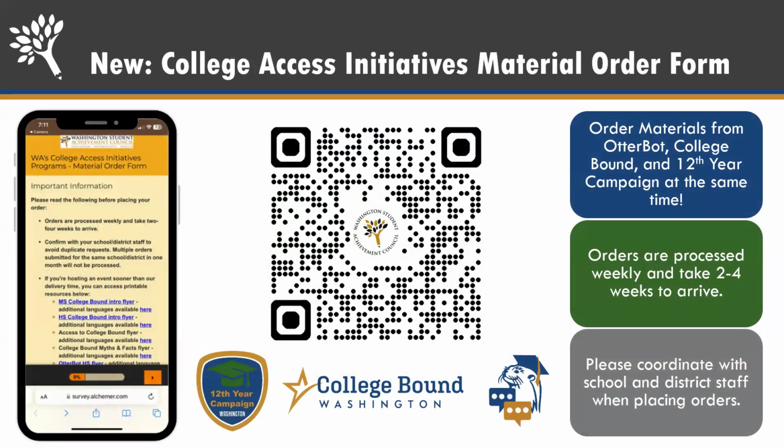And then our college access initiatives material order form. If you want materials about College Bound, about OtterBot, about financial aid or 12th year, you can order those for free. They're printed in color. We have stickers. We have other really cool workbooks called the College and Career Knowledge. I encourage you, go online and order what you need. It's free to order materials. It does take 2 to 4 weeks to arrive.